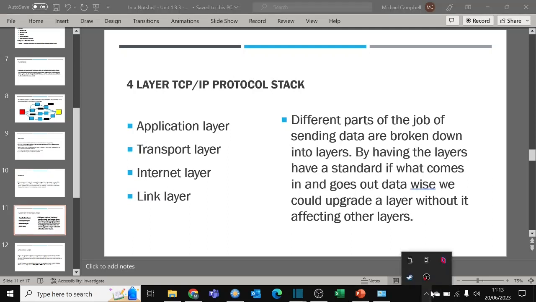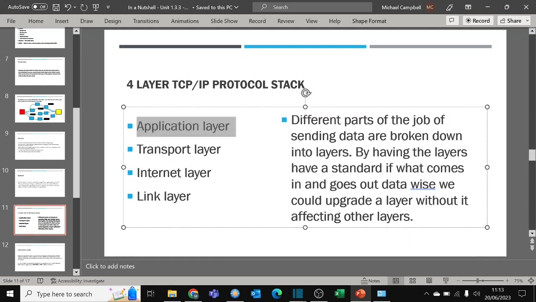Anyway, we're now going to look at something called the 4-layer TCP/IP protocol stack. It's quite a complicated bit, quite boring, but here we go. So what's the point of layering in networking? Well, the whole point of having layers is that you have a standard that says what comes in and what goes out. By doing that, you can break down the job of sending data over a network. If, for example, we want to improve this layer, this layer doesn't have to know that anything's happened, and this layer doesn't have to know. We just improve this layer, and these two don't notice.